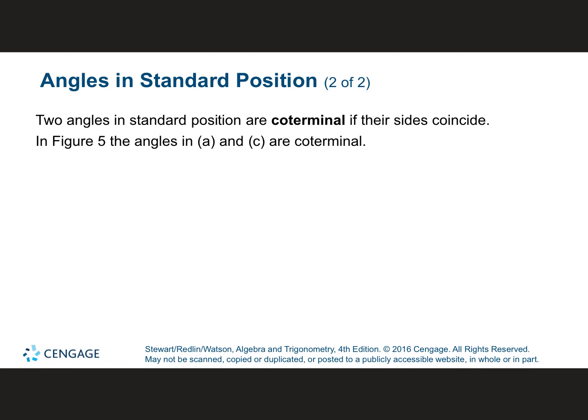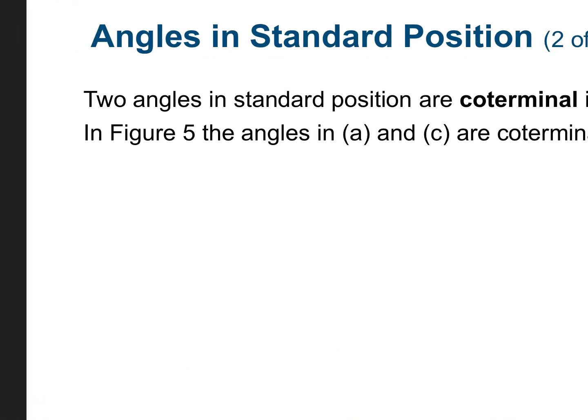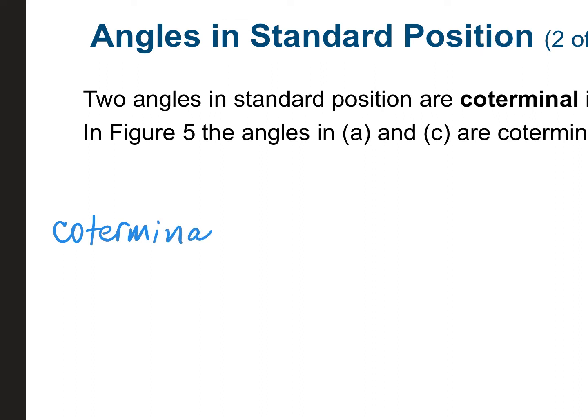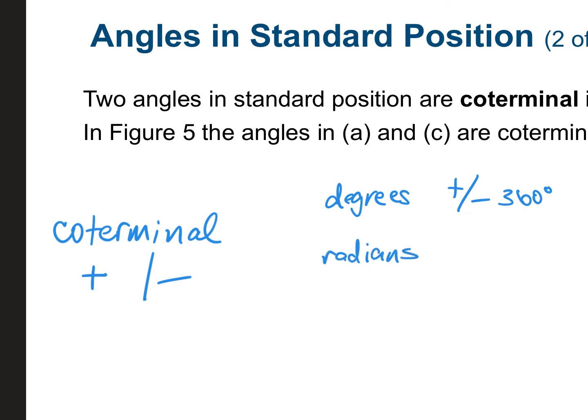Co-terminal. If you're a co-captain, you're a captain with someone else. If you're a co-pilot, you're flying the plane with someone else. For co-terminal, I want you guys to write this down. A lot of times you're going to be asked to find one positive and one negative angle. If you start off in degrees, to find the coterminals, you're going to add and subtract 360. If you start off in radians, what do you think you're going to add and subtract? Yes, good, 2 pi.